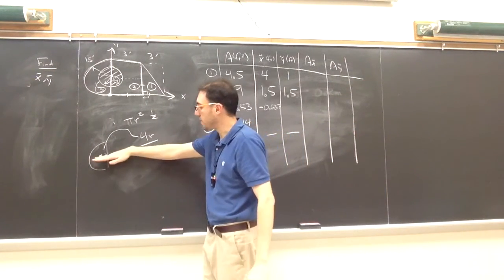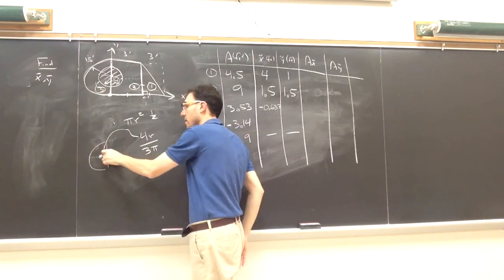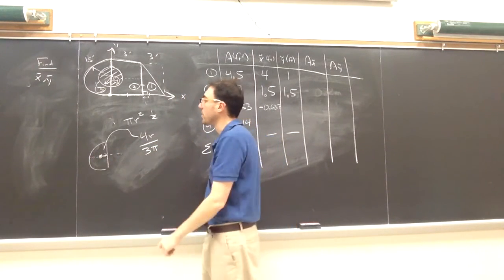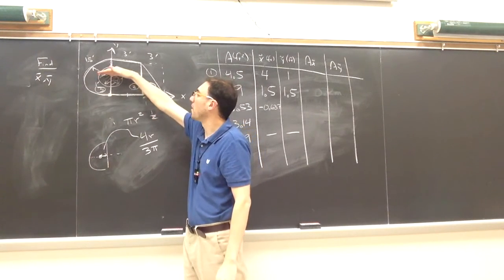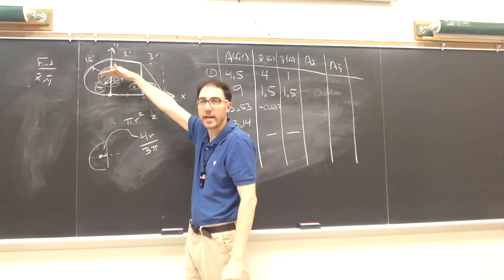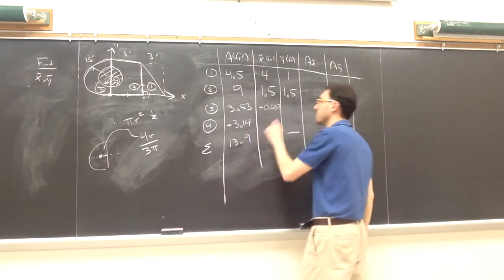And the centroid is always located on the other diameter. So to go from the origin to the centroid of the semicircle, I'm going to go up by its radius, 1.5 feet.